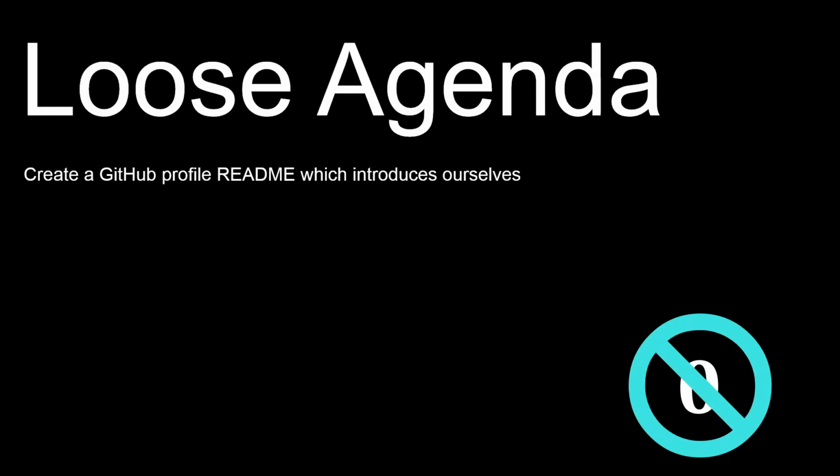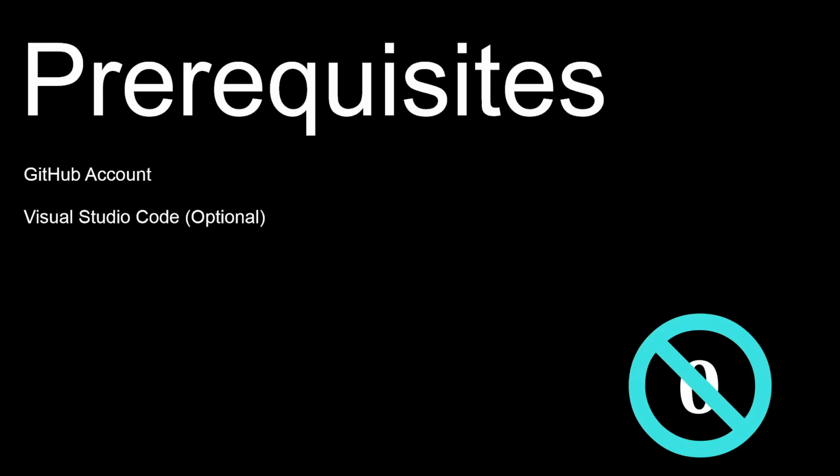In today's exercise, we're going to be creating a GitHub Profile README, which is a special feature of GitHub. It'll help us to advertise ourselves as an individual, as a professional, to anybody that would stumble upon our GitHub. The main prerequisite for today is just having a GitHub account. But if you'd like to use Visual Studio Code as an editor, that's an optional prereq as well.